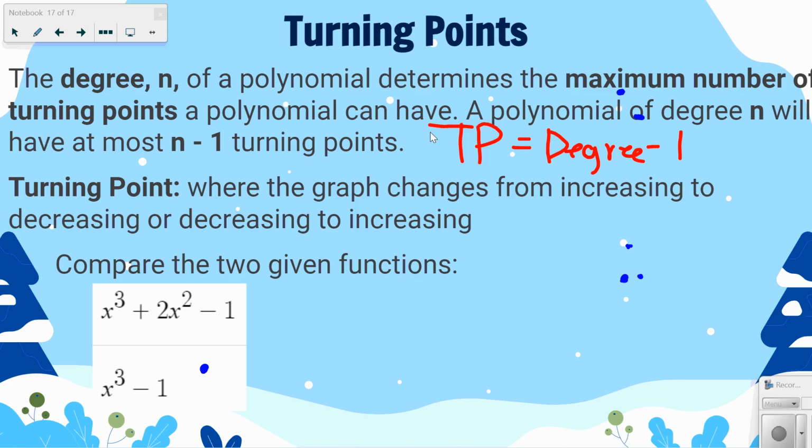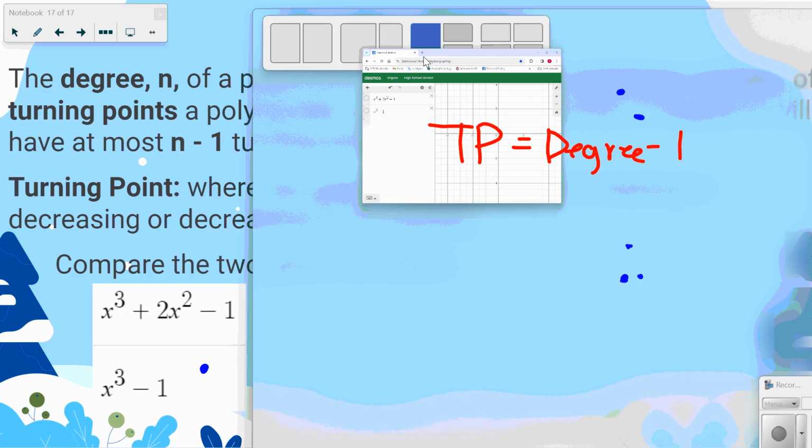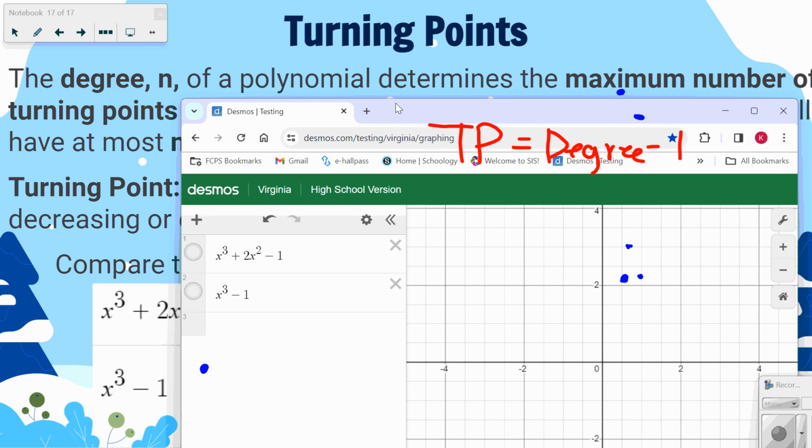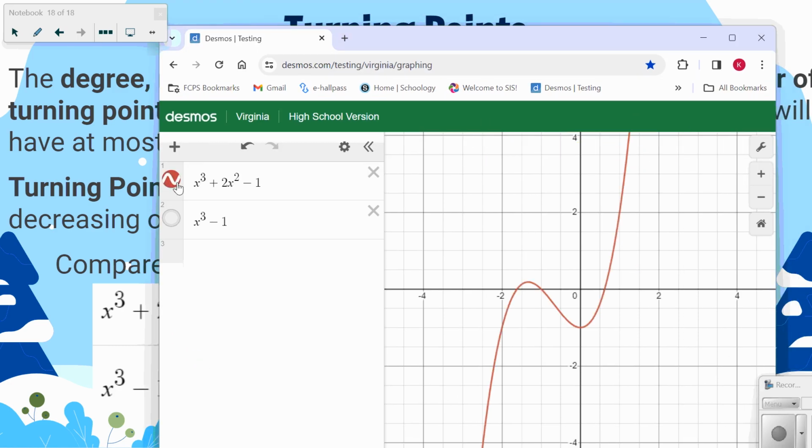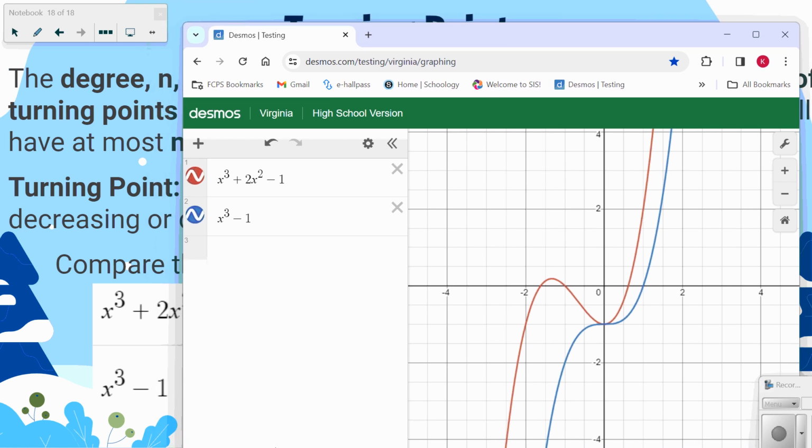So let's look at the difference between these two graphs to see what else you're noticing about turning points. So we have two graphs here. What are you noticing about these two? What's something that you notice they both have? Great job. They both have a degree of 3.